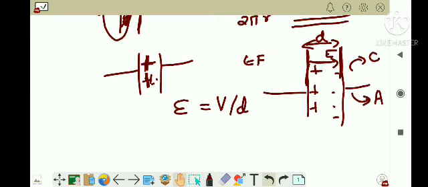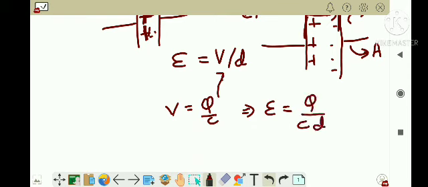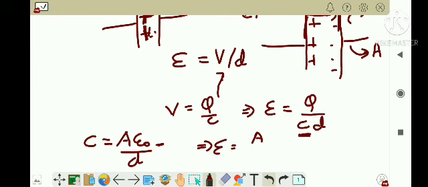Now, what do we know about the potential difference? V is equal to Q by C, where Q is the charge stored. So I can write E is equal to Q by C, and then there is a d. Now, what do we know about a parallel plate capacitor's capacitance? It is A epsilon naught by d. So I substitute this value here, and E is equal to Q divided by A epsilon naught by d, into d. So d cancels, and I get Q divided by A epsilon naught.